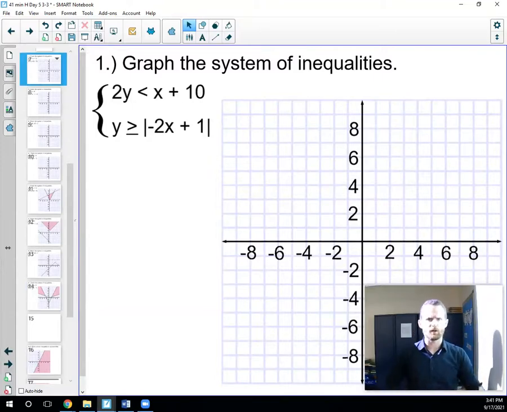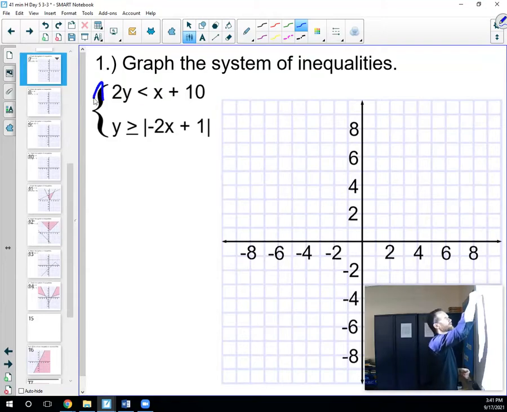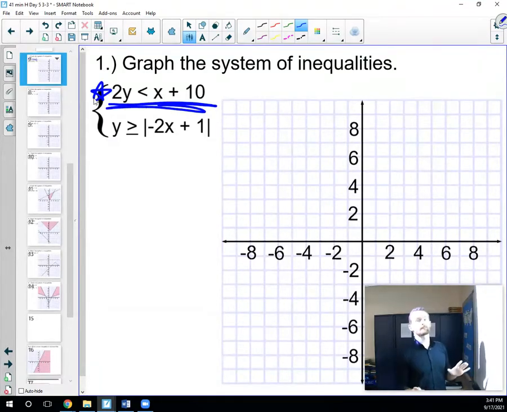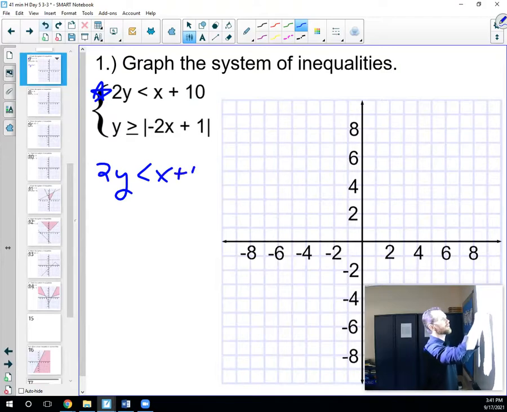All right, let's jump back and go over number 1. So I see 2y is less than x plus 10. So let's color code this so it's a little bit easier to follow. Now, right away, I know this will not be a V. There's no absolute value, so that blue one is not going to be a V. So let me copy down here. This is going to end up being a line, so that means we don't want vertex form. There's going to be no vertex.